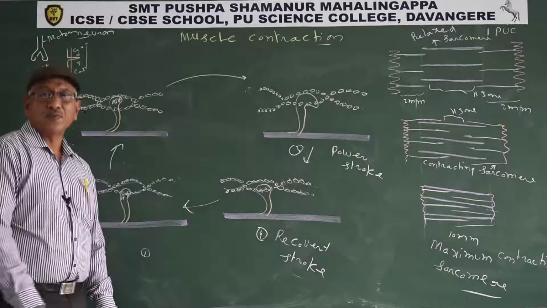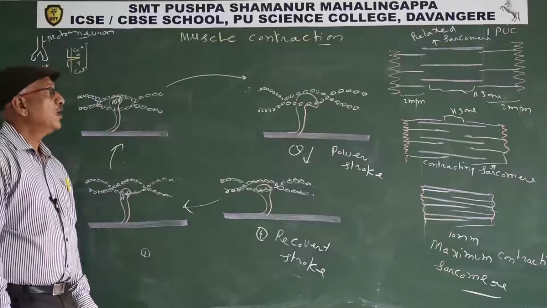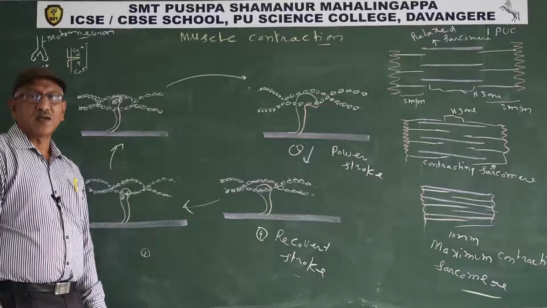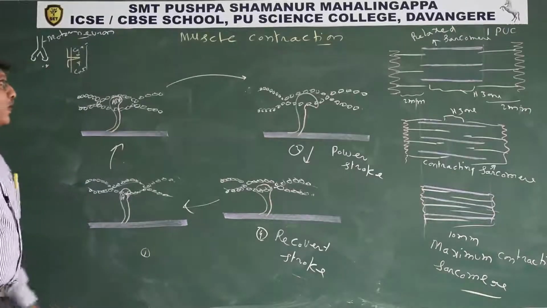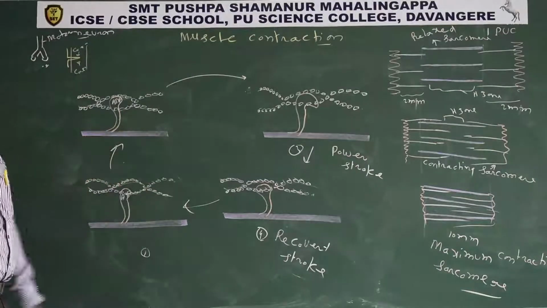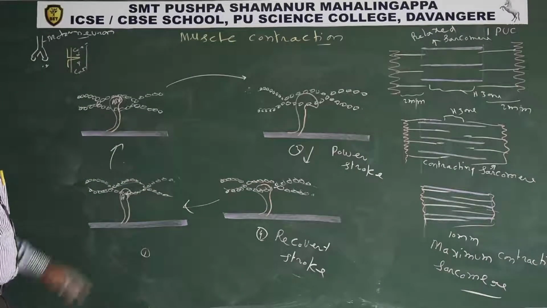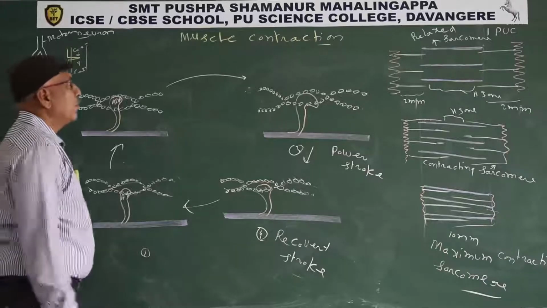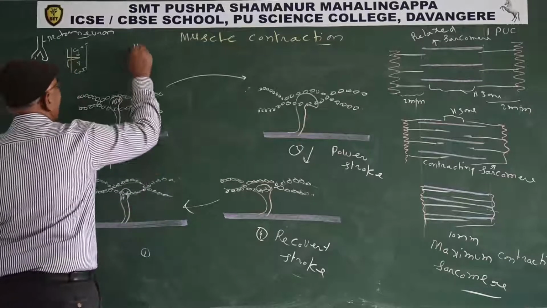Sliding filament theory successfully explains the process of muscle contraction. The sliding filament theory was proposed by Hugh Huxley and Gene Hansen.